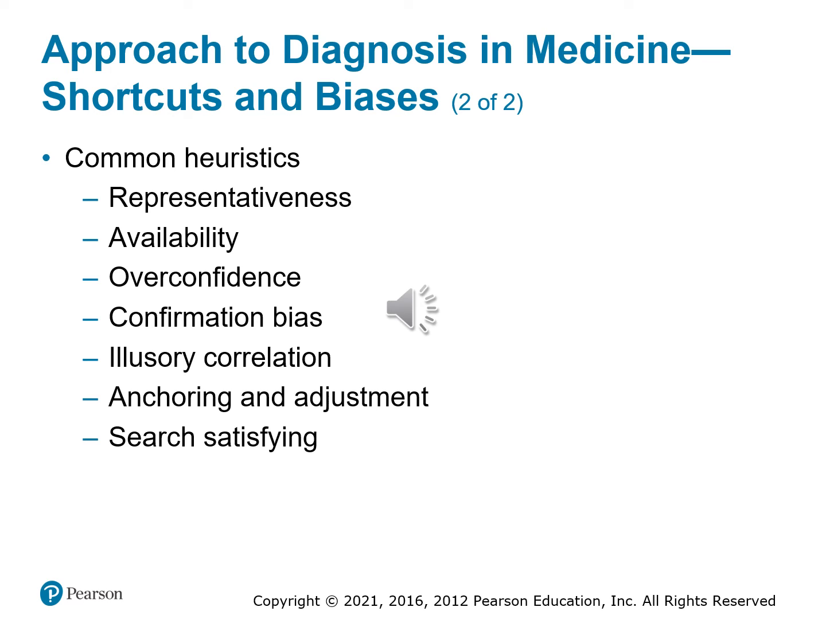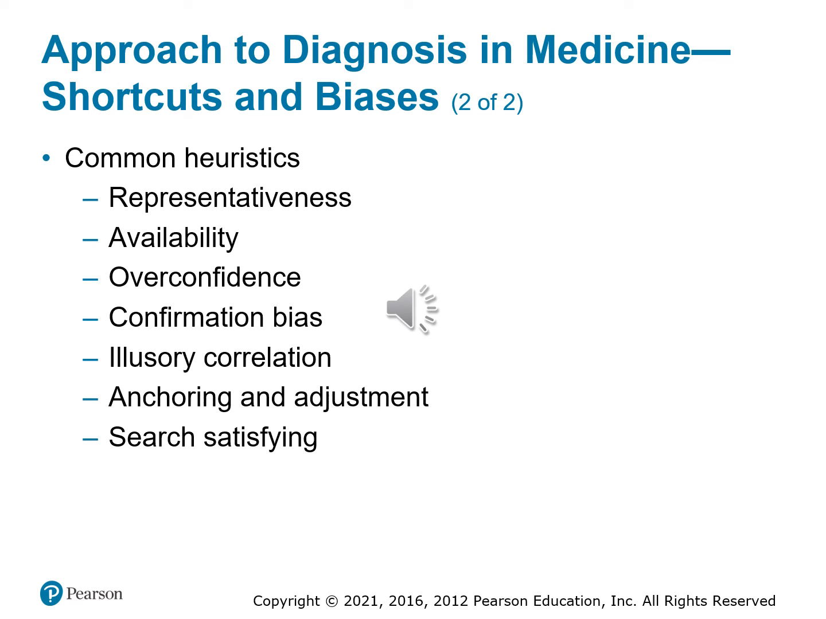As you develop your heuristics, these are your shortcuts. So you're going to look at things through a different lens as you experience more patient contacts. Representativeness, availability, overconfidence, confirmation bias, illusory correlation, anchoring and adjustment, and search satisficing are a few of those that are talked about in your book. So a little bit about heuristics. Heuristics are the shortcuts and the bias that we can develop.